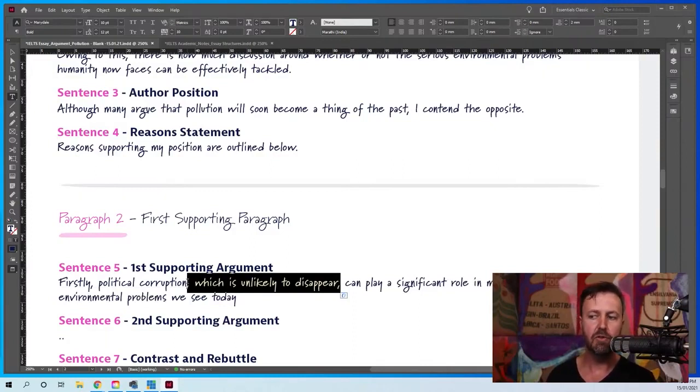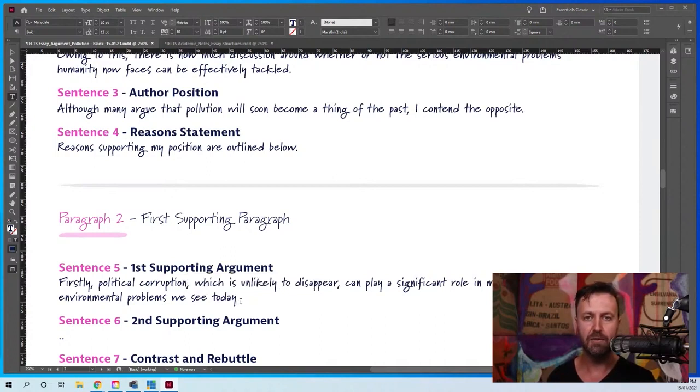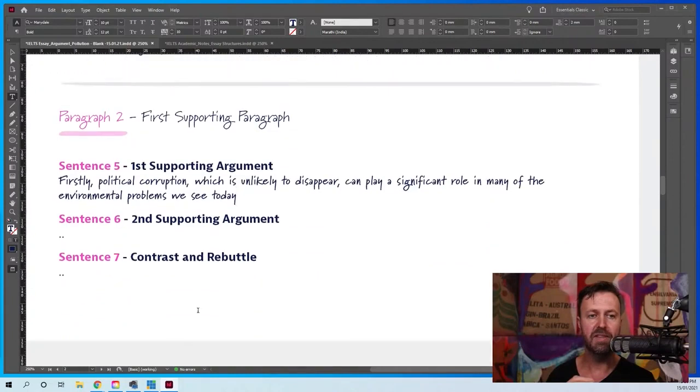So firstly, political corruption can play a significant role in many of the environmental problems we see today. Good writers will often include non-defining relative clauses to make sure that they can extend the definition of what they're talking about, in this case political corruption. We're going to extend the definition of political corruption. So firstly, political corruption, which is unlikely to disappear, can play a significant role in many of the environmental problems we see today.